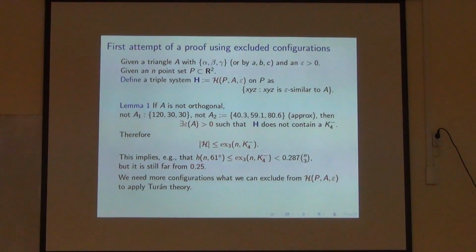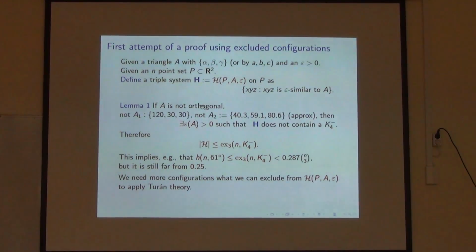So what is our method? Maybe I jump there. Given a point set, we already had a lower bound which gave 25% of the triples, 25% of the triangles epsilon-similar to the given triangle A. Now, we need an upper bound. How to make an upper bound? Just like in the unit distance problem, given the point set, we make a hypergraph: those triples which are epsilon-similar to A. That's a triple system. And now we are looking for forbidden configurations.